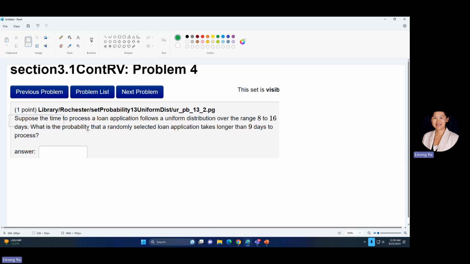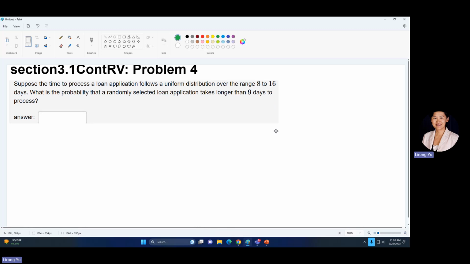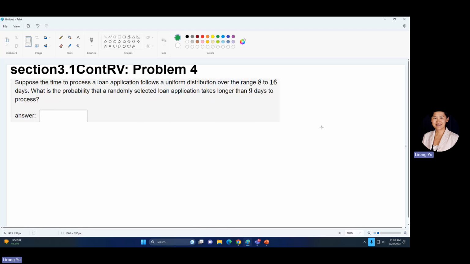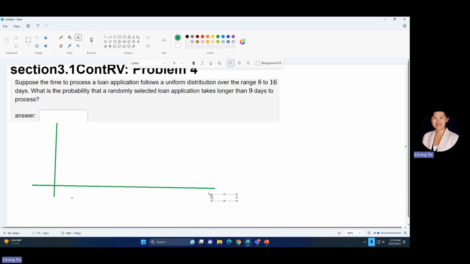Now, the question says waiting time is anywhere between 8 to 16 days, equally likely and uniform. That's the thing about uniform distribution, because they're equally likely. So when you try to draw a curve, you will be writing your information about the days, which is a random variable that's called x. It's anywhere from 8 to 16. All right, so over here, suppose this is 8 days, and this is 16 days.